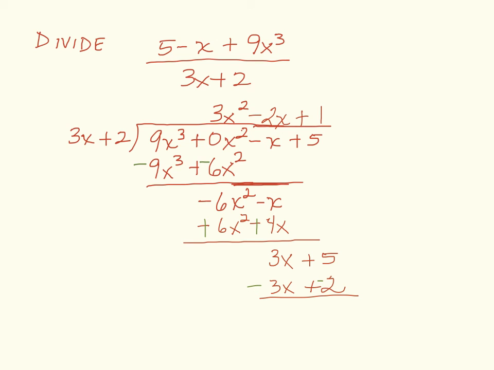So then we combine. 5 and negative 2 gives us 3. 3x minus 3x is 0. So we have a remainder of 3. So we take that, it's positive, and put 3 over the divisor, which is 3x plus 2. So that is your answer. 3x squared minus 2x plus 1 plus 3 over 3x plus 2.